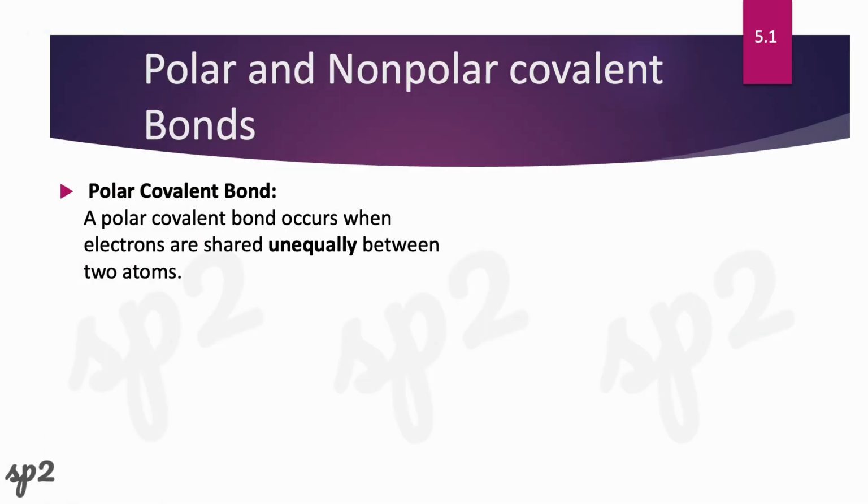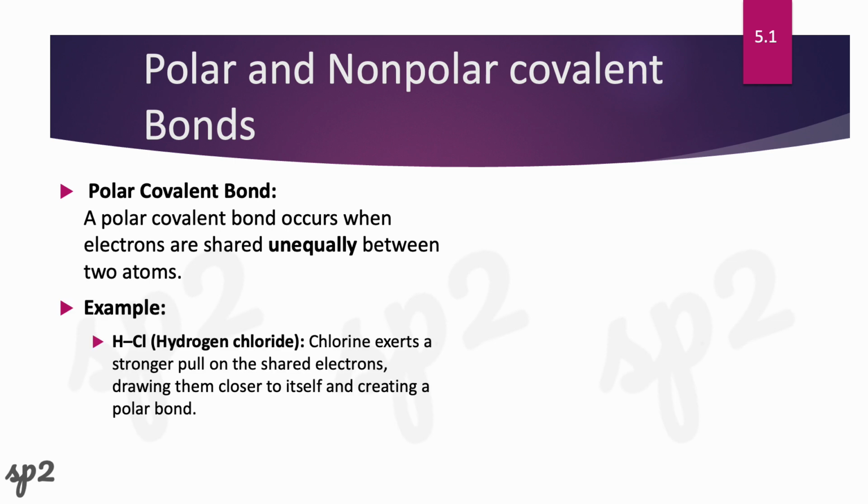Okay, so starting with the definition of polar and non-polar covalent bonding. For the polar bonds, we are going to have uneven sharing of electrons between the two atoms that are making the bond. And here is an example for you, hydrogen chloride. Chlorine has a stronger pull on the shared electrons, drawing them closer to itself. And therefore, that is going to be our polar bond.